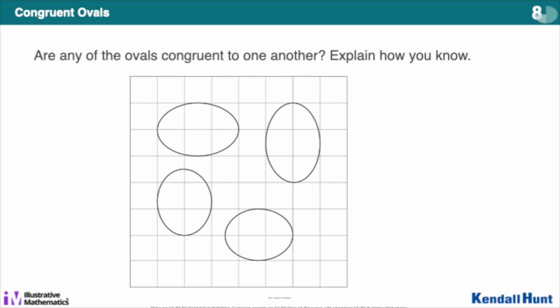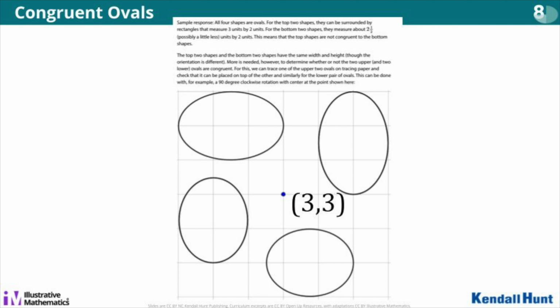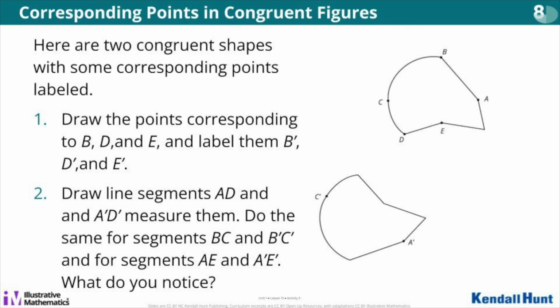The smaller ovals are also congruent to one another. This can be proven if you can determine the sequence of rigid transformations that takes the oval on the lower left corner to the oval next to it. This can be accomplished through a 90-degree clockwise rotation. You can use your patty paper to prove to yourself exactly where that center of rotation is. If we consider the lower left corner of the grid to be 0, 0, then we could label this point 3, 3.